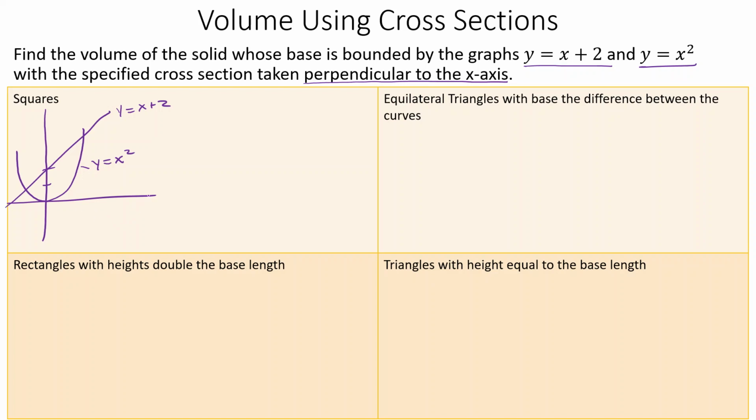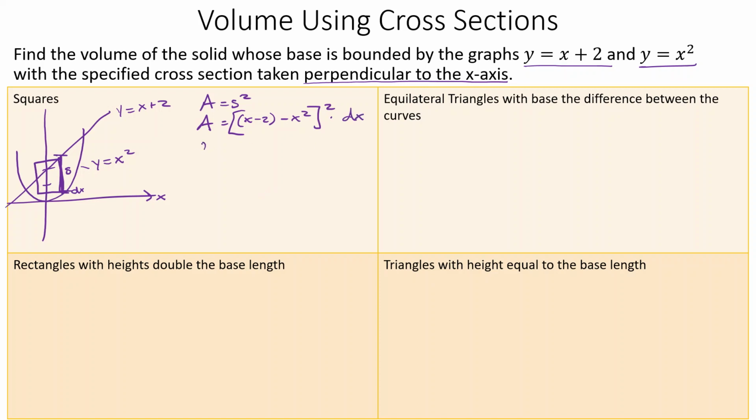Now here's our x-axis, and we're making squares from this base. We're going straight up and down here, and then coming straight up at you, making a square. The area of this square is going to be the side squared. The side here is the top curve minus the bottom curve, so it's going to be (x + 2 - x squared) squared. That would be the area of one square. This one square would have a little width that we would call dx, and we'd make it into basically a cube.